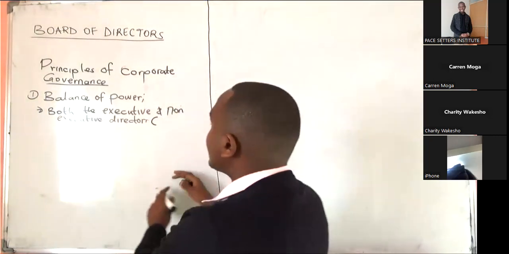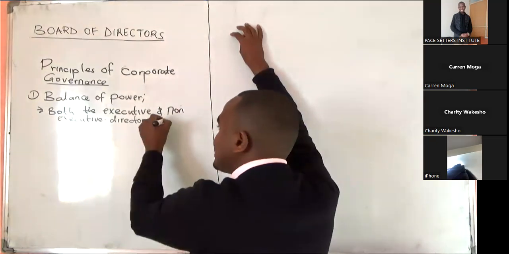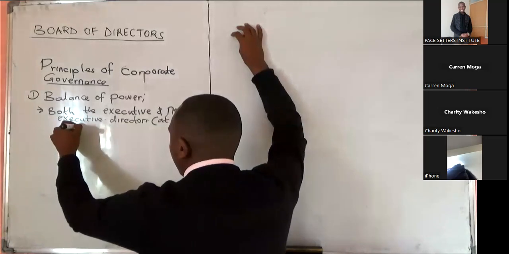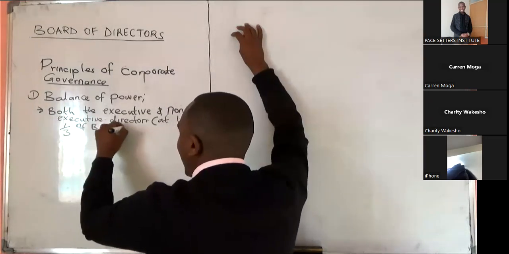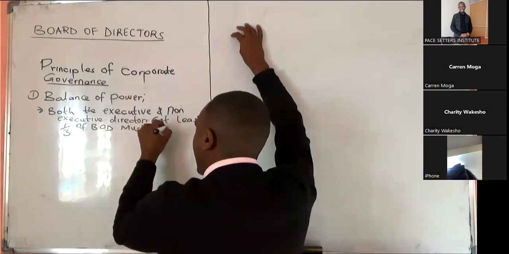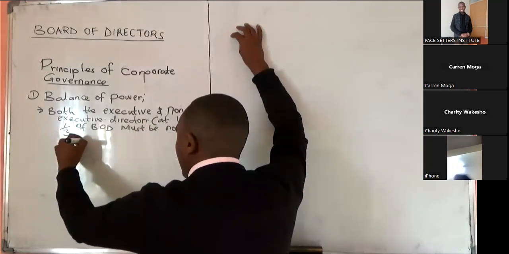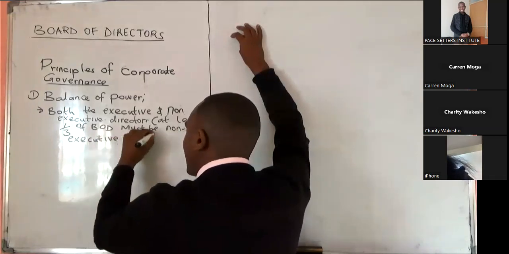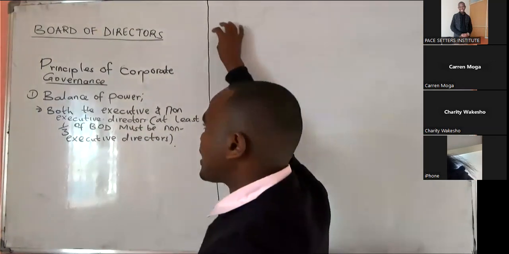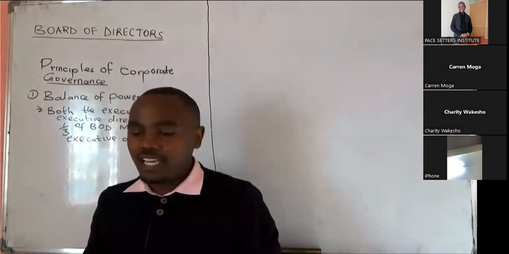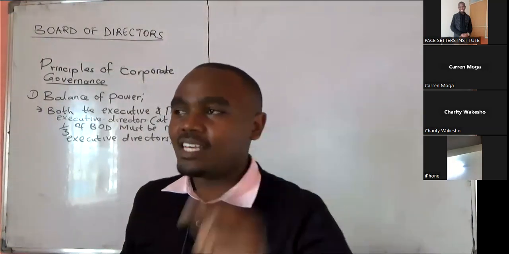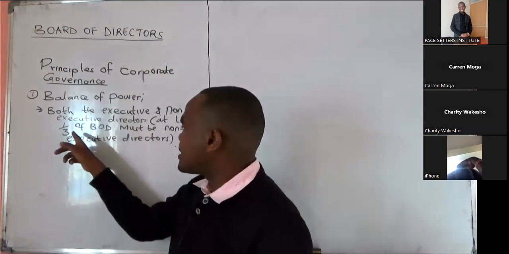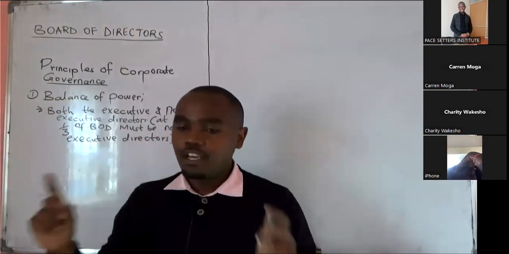And we say that for the non-executive directors, at least a third of the board of directors must be non-executive directors. So anytime you are given a case study on the topic of board of directors in question one, one of the things you must check is whether the composition of the non-executive directors is a third of the total of the board of directors.